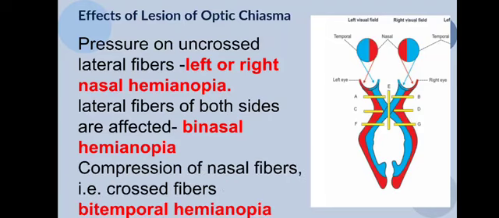And the compression of the nasal fibers, that is the crossed fibers, the blue ones, means that if there is any pressure or lesion on the nasal fibers, the vision of the temporal visual field will be lost. So it will cause bitemporal hemianopia. This is all about the lesions of the optic chiasm.